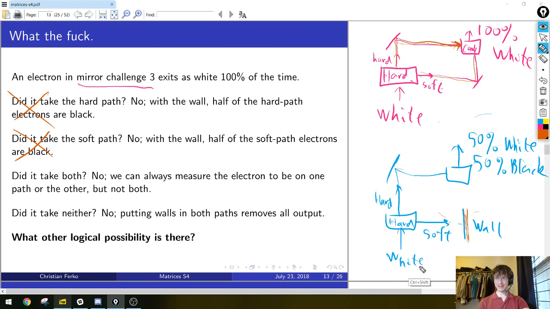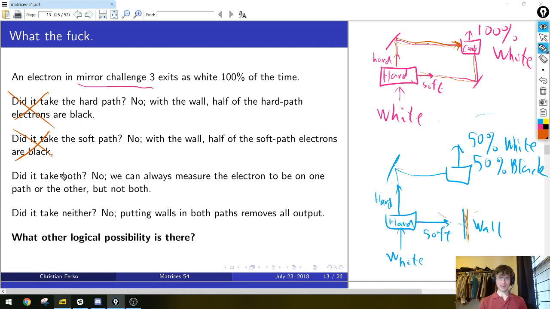What other possibility is there? Did the electron take neither path? It took some other strange path besides these two? That cannot be the case, because if you put both of these walls, then the output at this detector is 0%. So if you block both streams, you get no output. So it cannot be the case that the electron took neither path, because if we block both paths, nothing gets through.